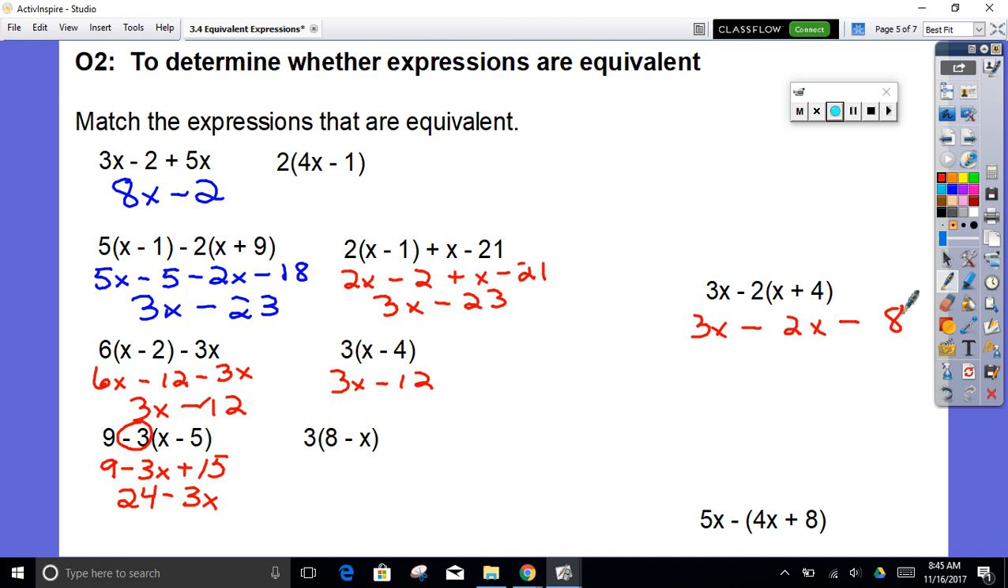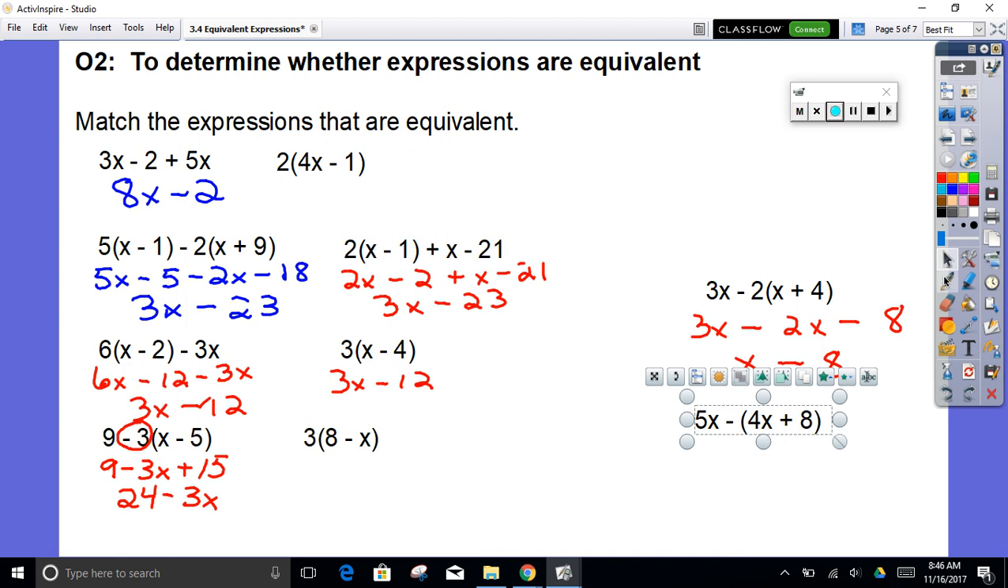You would combine the 2 and the 3, so it would be 1x, which we can just write as x, minus 8. Good. And then this is going to match up with this one.